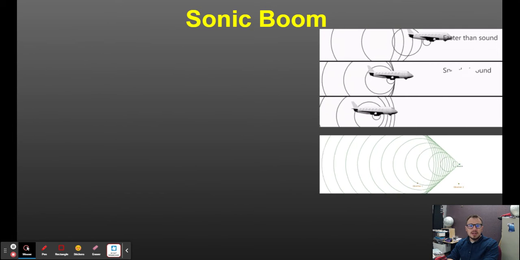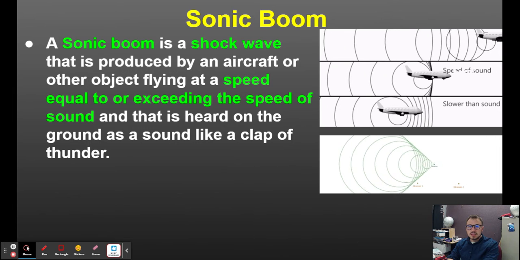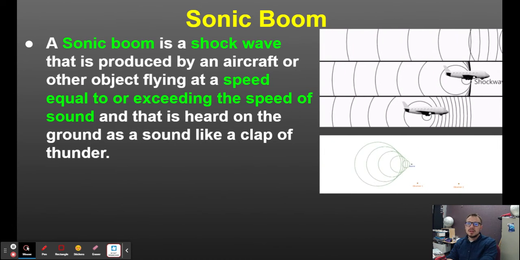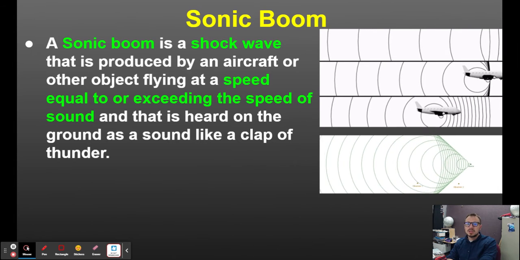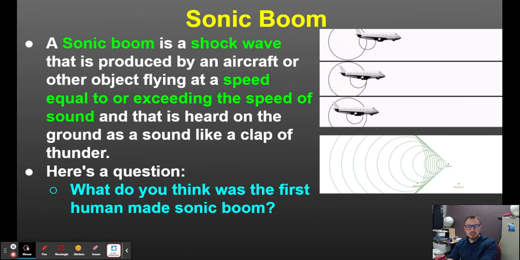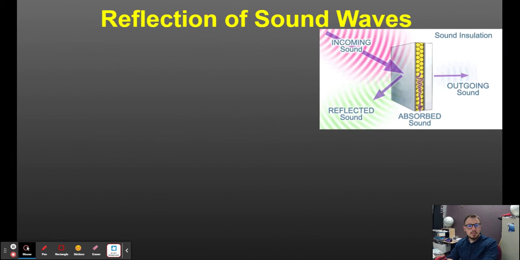All right. Then, if you happen to move at or faster than the speed of sound, you're going to experience a sonic boom, which is a shock wave that is produced by an aircraft or other object flying at a speed equal to or exceeding the speed of sound. So it's sort of like a clap of thunder. The first human-made sonic boom was the bullwhip.